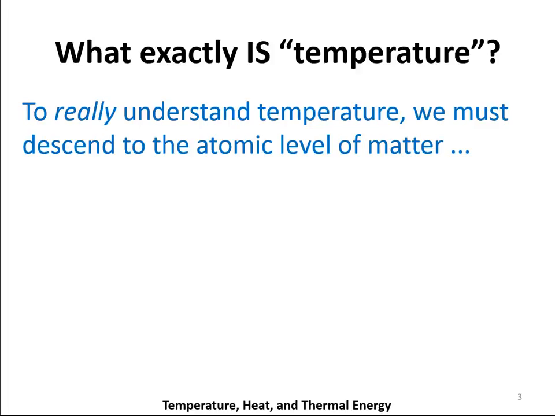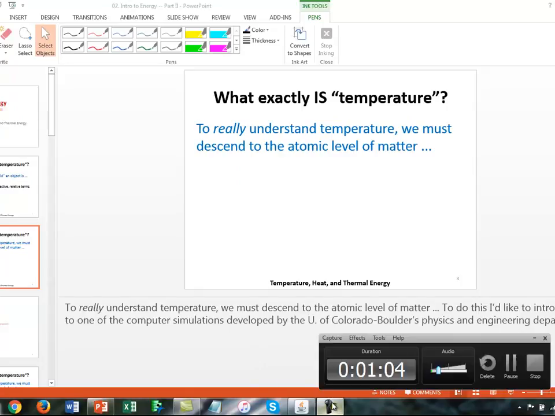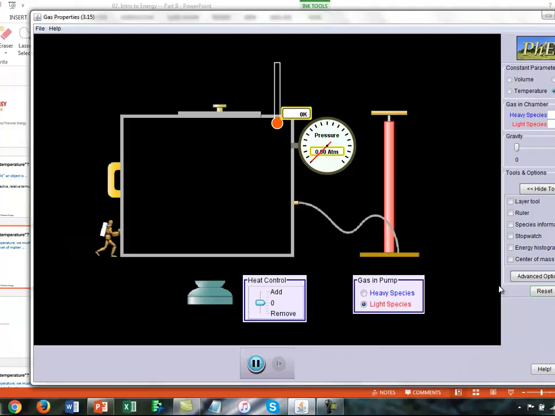To really understand temperature, we must ascend to the atomic level of matter. And to do this, I'd like to introduce you to one of the computer simulations developed by the University of Colorado Boulder's Physics and Engineering departments. So let me see if I can switch over to this. Okay, let me clean things up a little bit here.